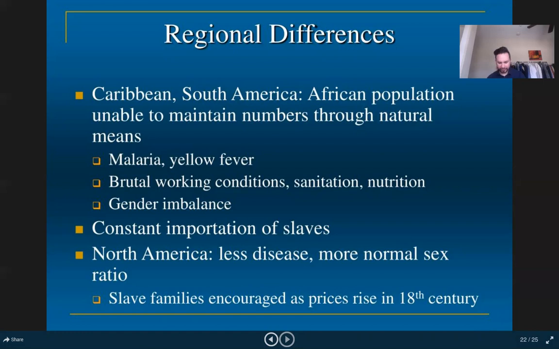You had some regional differences between the Caribbean and South America. You had an African population that was unable to maintain its numbers through natural means because the Africans kept dying, because of malaria and yellow fever carried by mosquitoes in these tropical areas where there's lots of stagnant water. You had brutal working conditions, poor sanitation, and poor nutrition. There was a gender imbalance, so there weren't enough women to have kids, since they brought in mostly male slaves. So typically you would lose more people to death and disease in the slave population than they were creating by procreating.